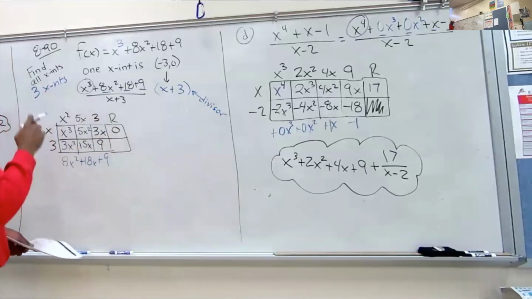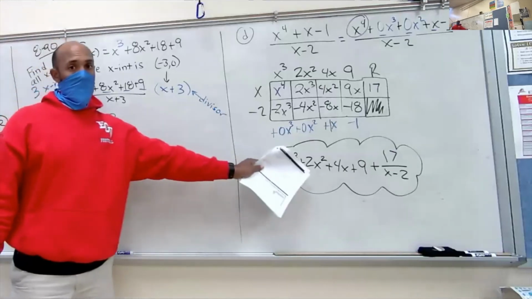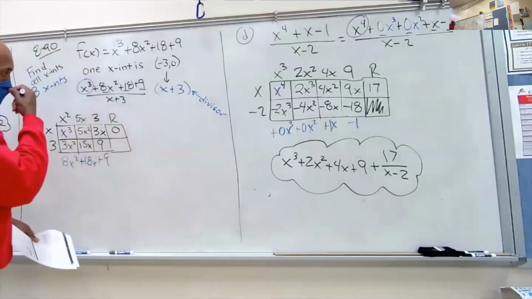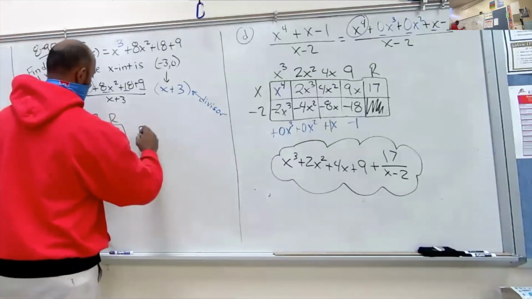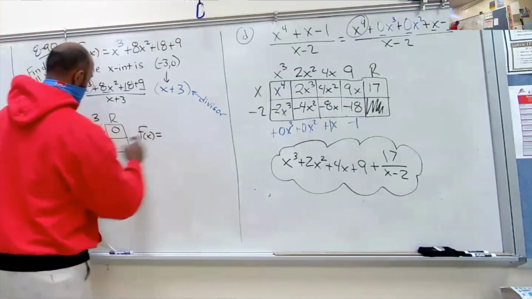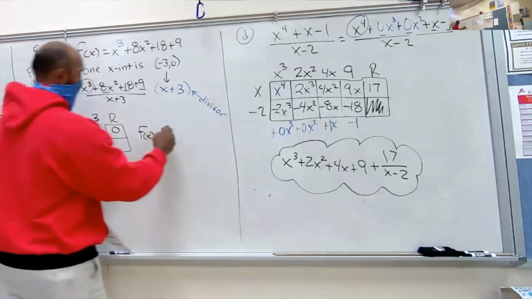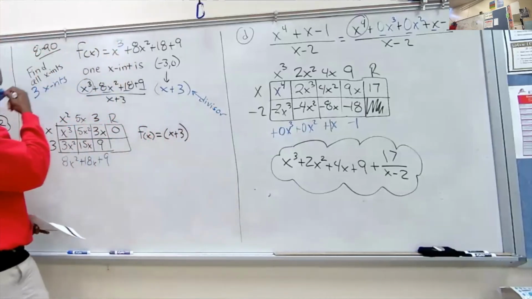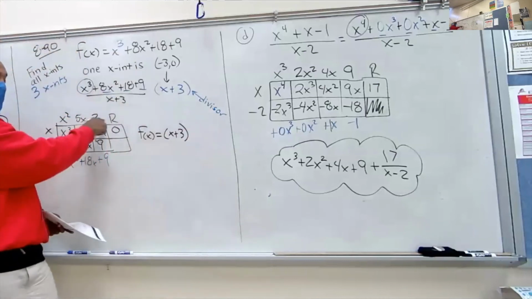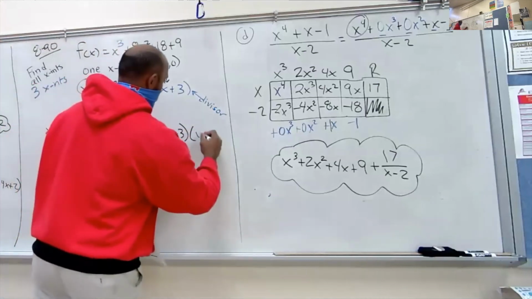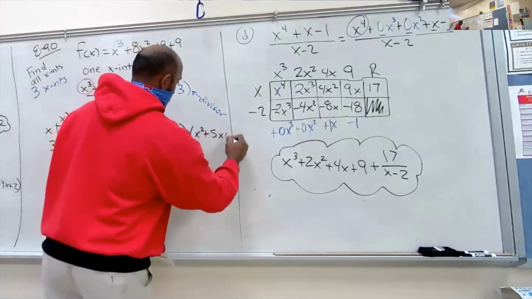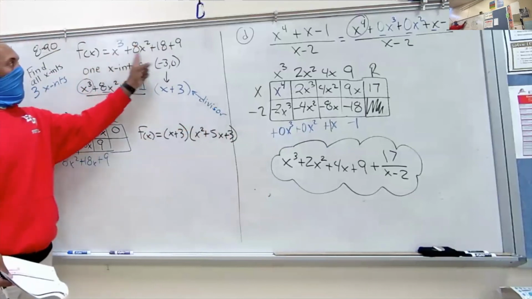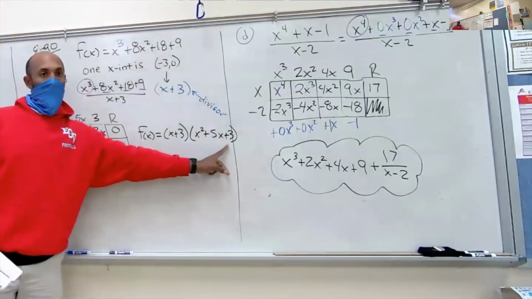Okay? So I'm not going to write it out like a quotient, because I'm using division to factor. So here's the new function now. F of x equals that factor, x plus 3, times the quotient, what I came up with, x squared plus 5x plus 3. So basically, I just factored that, and now it looks like that.